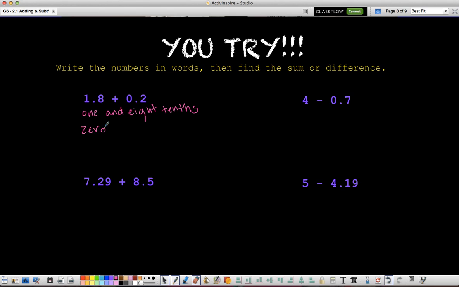0 and 2/10. Then you would go ahead and you would line up your decimals, do your addition, and get your answer.